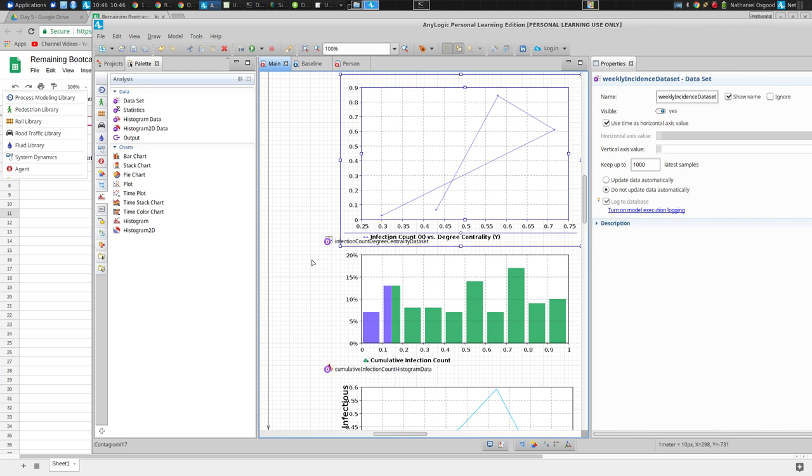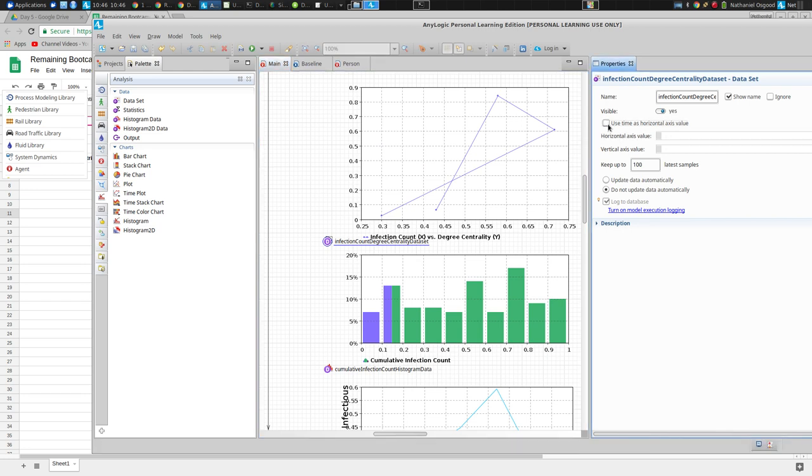For this data set, by contrast, neither one is going to be time. So we're going to go to this new data set, and we're going to uncheck use time as horizontal value. Do not check that. In other words, we're going to fully populate both the x and the y value of this data set. We're going to use its capability to record x and y for each item in it.